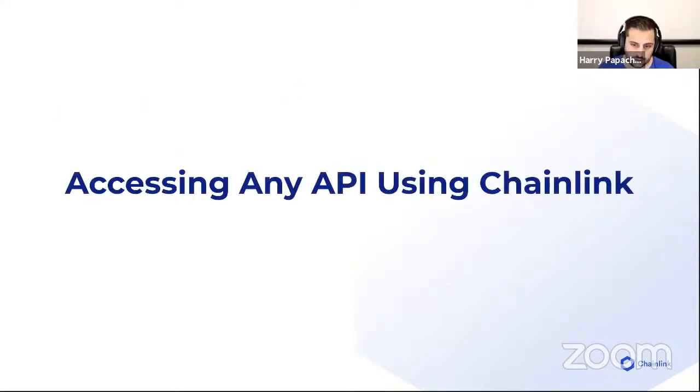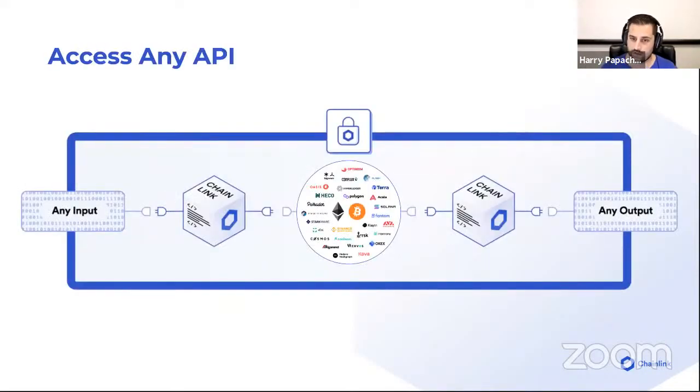Okay, so let's go over now how Chainlink can access any API. Chainlink is more than just price feeds. Chainlink provides the ability to connect to any API as well. It can be used to integrate with any API, whether it's a web API, an enterprise system, a database, or an IoT sensor. You name it, Chainlink can connect to it.